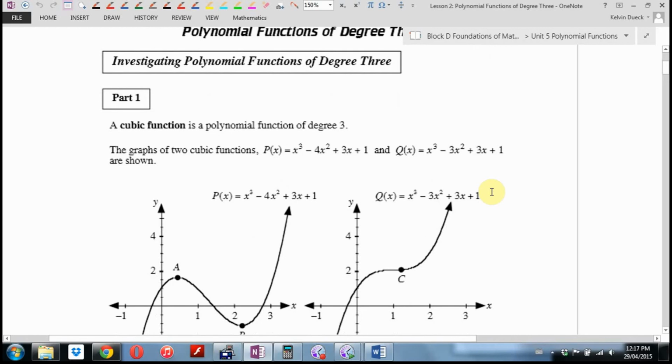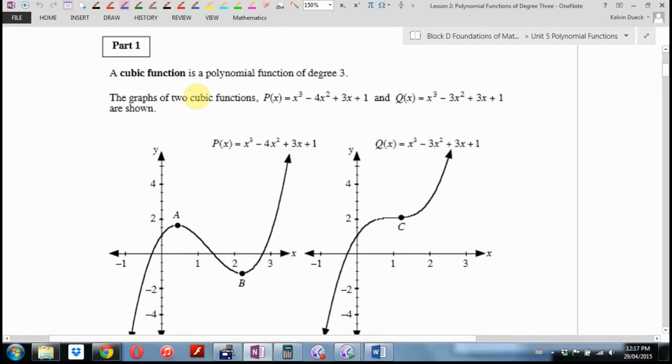A cubic function is an x cubed, degree 3. Quartic is an x to the 4th, quintic is an x to the 5th. We're not going to get that high tech. But a cubic function is a polynomial of degree 3. Here are 2. We're not going to graph these by hand. No, sorry, we're not going to graph these on a graphing calculator. If you did, though, here's what you would see.